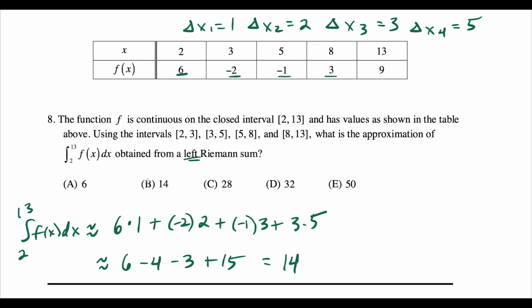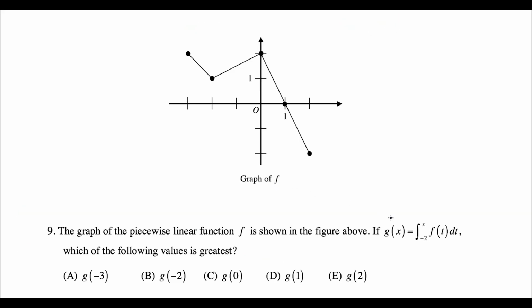So this is going to be choice B. For question 9, we have g of x is an area function, and we want to know which of the following values is greatest. So we want to find the maximum value of g. If you think about this, g of x is an area function, and it's the area under f. The integral starts at -2.